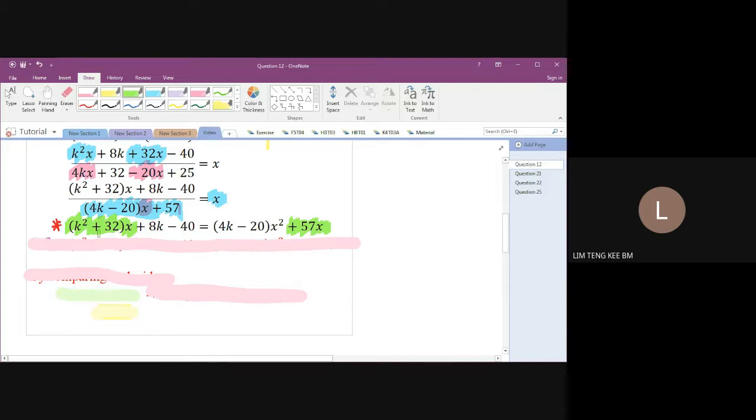However, this is not a good choice for finding k because my k involves a square. If possible, we don't want to involve a square. As we know, if you solve a square, it can give you more than one possible answer. We try to avoid that. We try to find something else in order to solve. But what else can we compare? You find out the remaining term, this one is constant. The other one is quadratic. So I cannot compare the constant with quadratic.